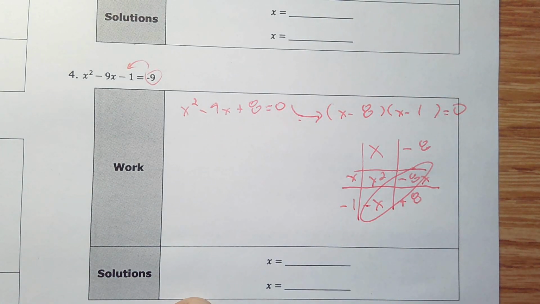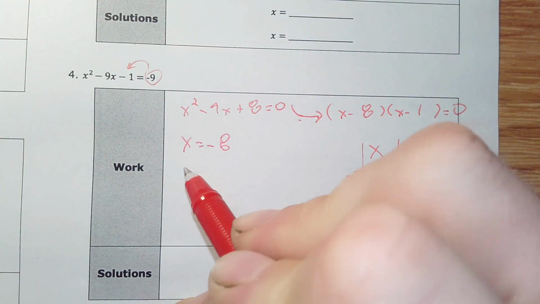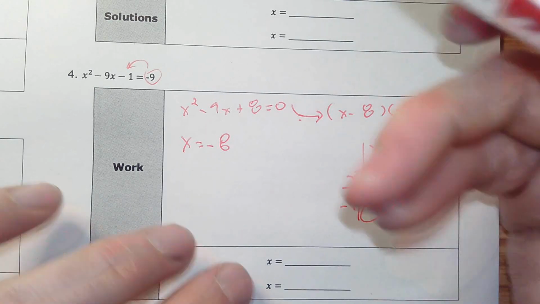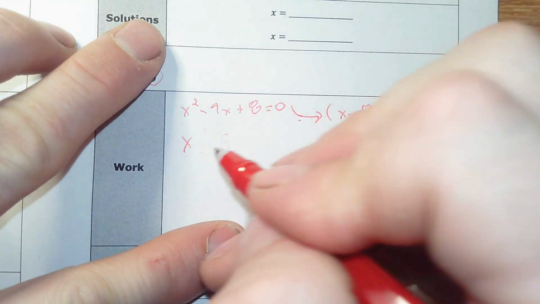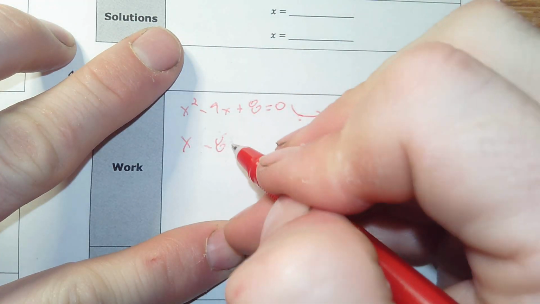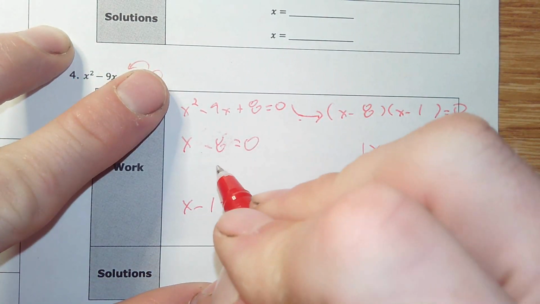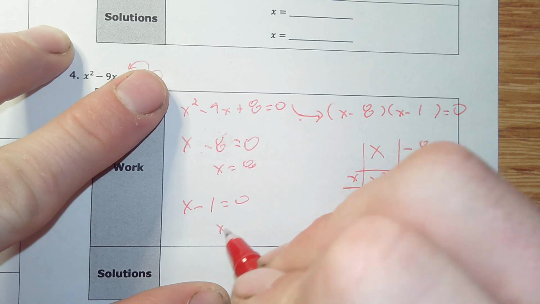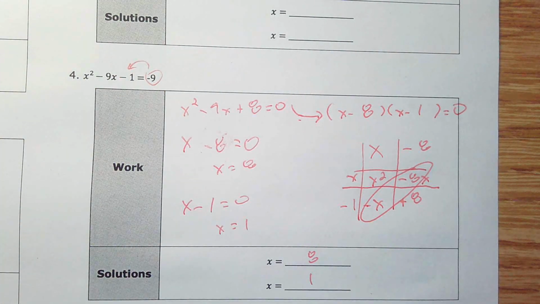Okay, so now I just say x minus 8 equals 0. Whoops, don't make that mistake. Okay, and I know x minus 1 equals 0, so x equals 8 and x equals 1. So x equals 8 and 1. So there you go, there's that one.